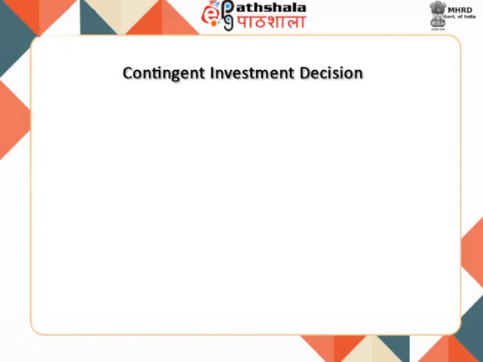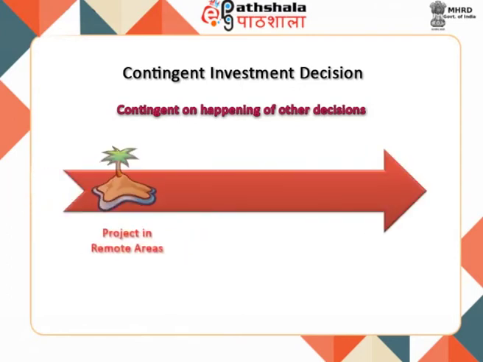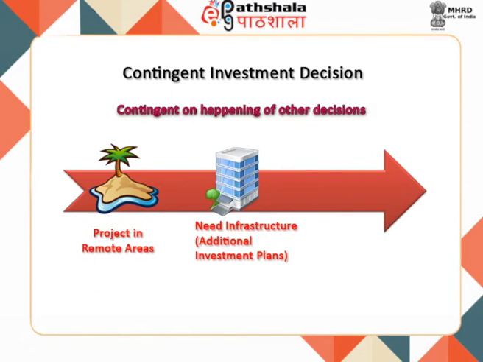Contingent investment decision. Investment decisions which are contingent on the happening of any other event or decision are known as contingent investment decisions. For example, when a project is undertaken by the firm in remote areas, there is a need to build roads, medical houses, and other infrastructure to support the production process. These additional investment plans are contingent on taking the investment decision in the remote area. Thus, these are contingent investment decisions.